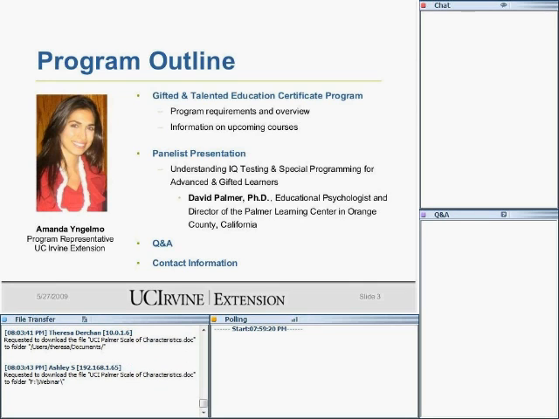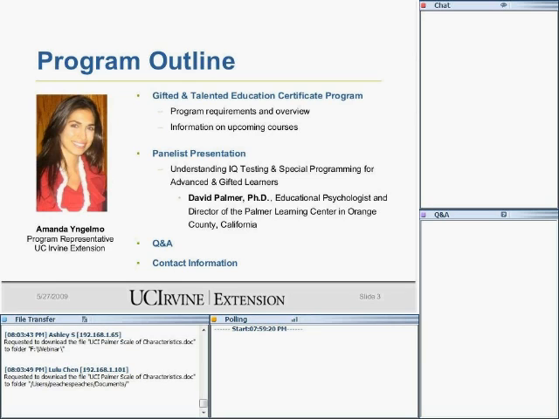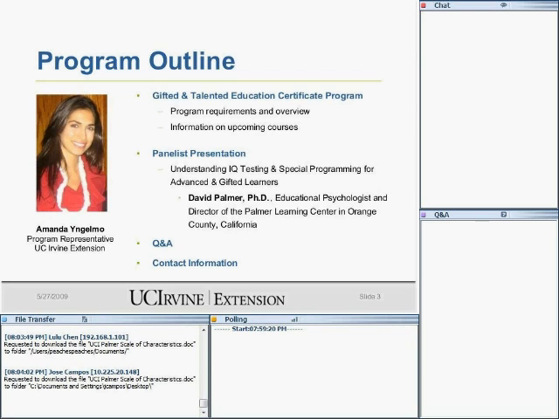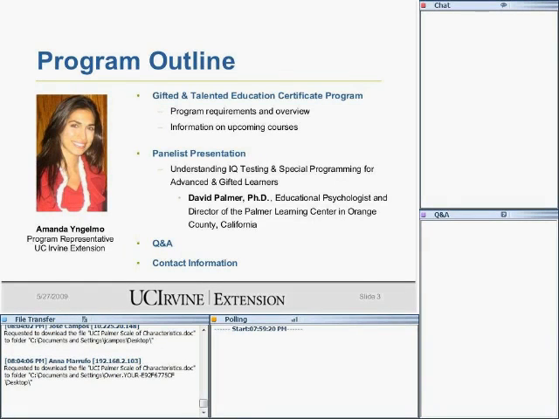We will then move to the panelist presentation, and tonight's topic is Understanding IQ Testing and Special Programming for Advanced and Gifted Learners. That presentation will be delivered by David Palmer, who is a Ph.D. educational psychologist and director of the Palmer Learning Center in Orange County, California. He's also one of the esteemed instructors in our GATE program here at UC Irvine.